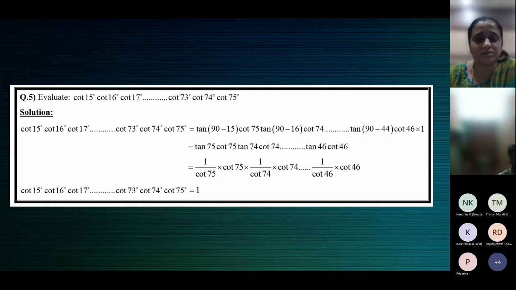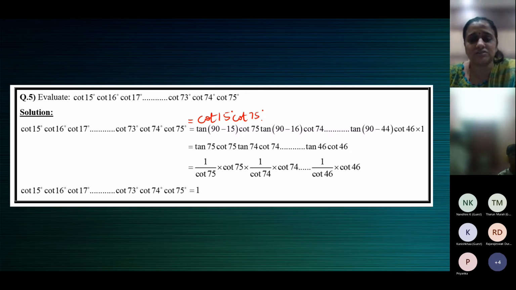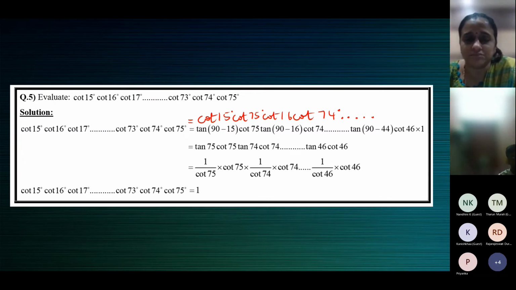All right. So that's what it is. So you can see here, children, I've not written that step, so maybe I'll write it here for you. You can take this as the first step, children. Cot 15 degrees is paired with cot 75 degrees. Then cot 16 degrees is paired with cot 74 degrees. When you go on like that, in the middle, you will have cot 45 degrees. How will you find out that?